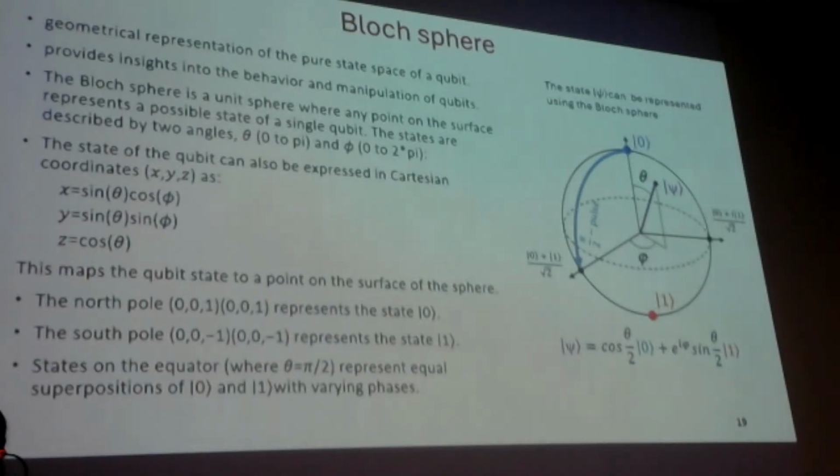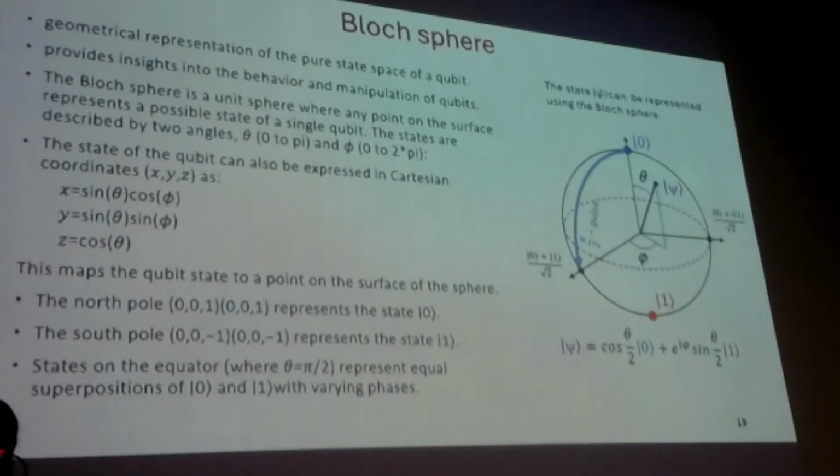What you can see here is the north pole. You have all three axes, right? X, Y, and Z. When it is (0, 0, 1), that will represent state 0. And the south pole, (0, 0, -1), will represent state 1. And you have theta and phi, the two angles, which are denoted there.